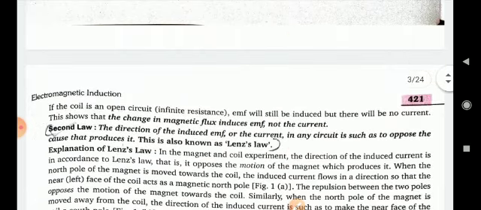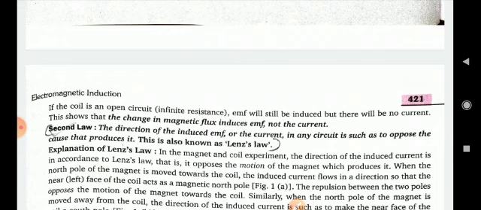Okay children, if the coil is an open circuit, it has infinite resistance. Open circuit means current will not flow. Therefore, resistance will be infinite. EMF will still be induced, but there will be no current. This shows that the change in the magnetic flux induces EMF, and not the current.